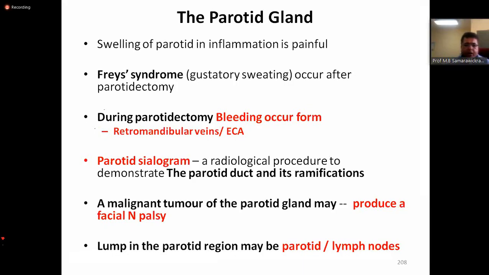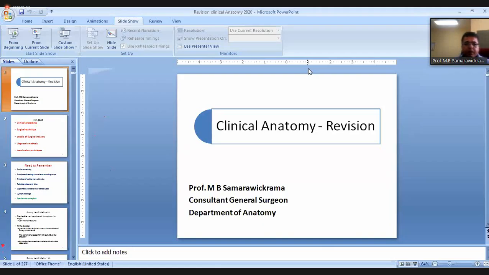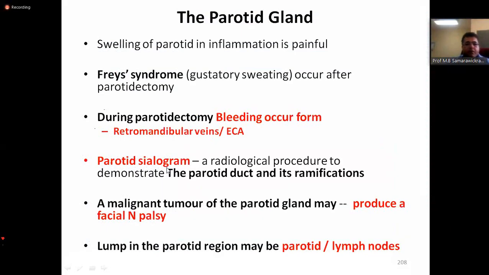So you should know what is sialogram. That is a radiological procedure to demonstrate the parotid duct. When it's done for the parotid, it's called parotid sialogram. When it is being done to the submandibular gland, we call it submandibular sialogram.